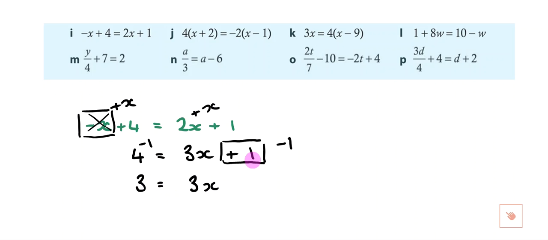And then this 3 needs to be divided by the 3 x's. So if we divide by 3, we get that 1x must equal 1.